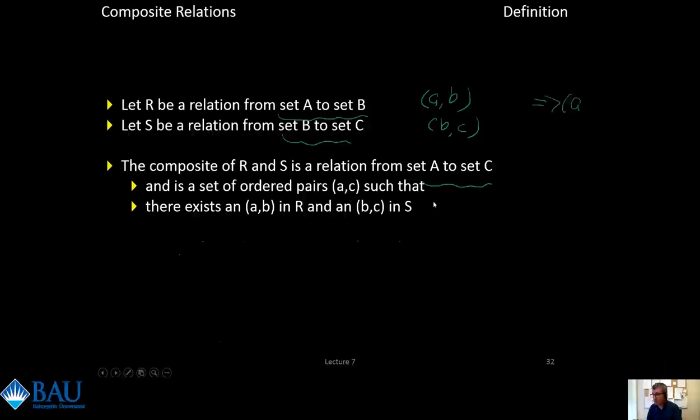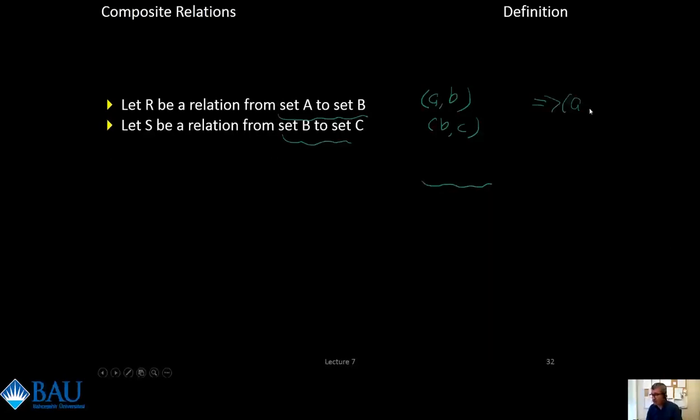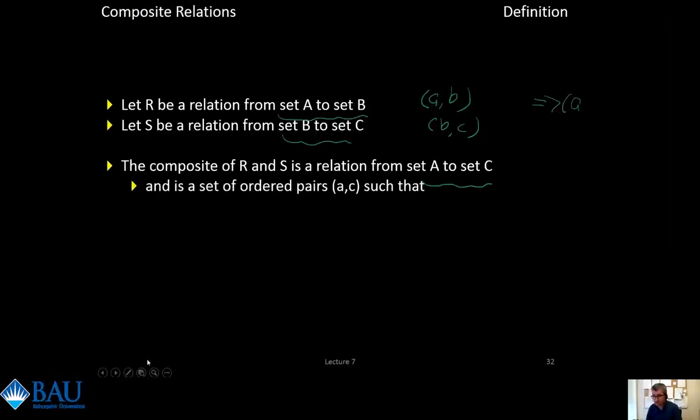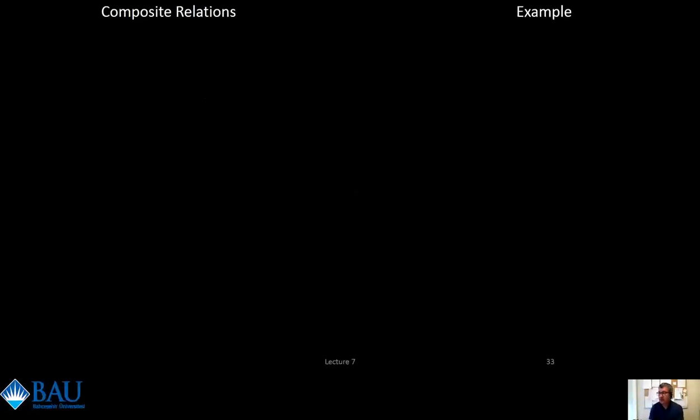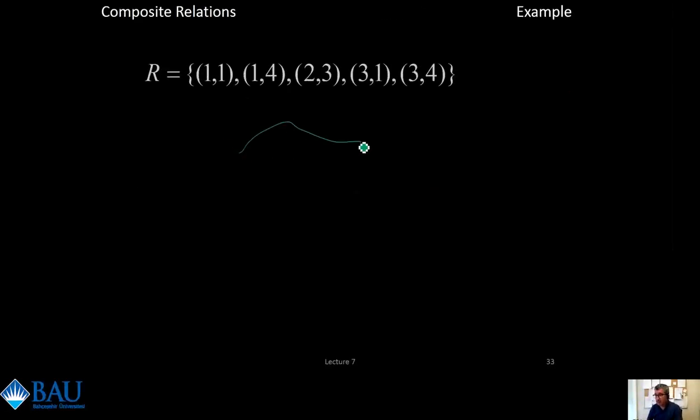I tried to write it, but it did not work. Oh, I did write it. My pen started to make a problem. It's not writing anymore. Anyway, we call it the composite relation, S∘R. Let us have an example. Okay, it's writing now.